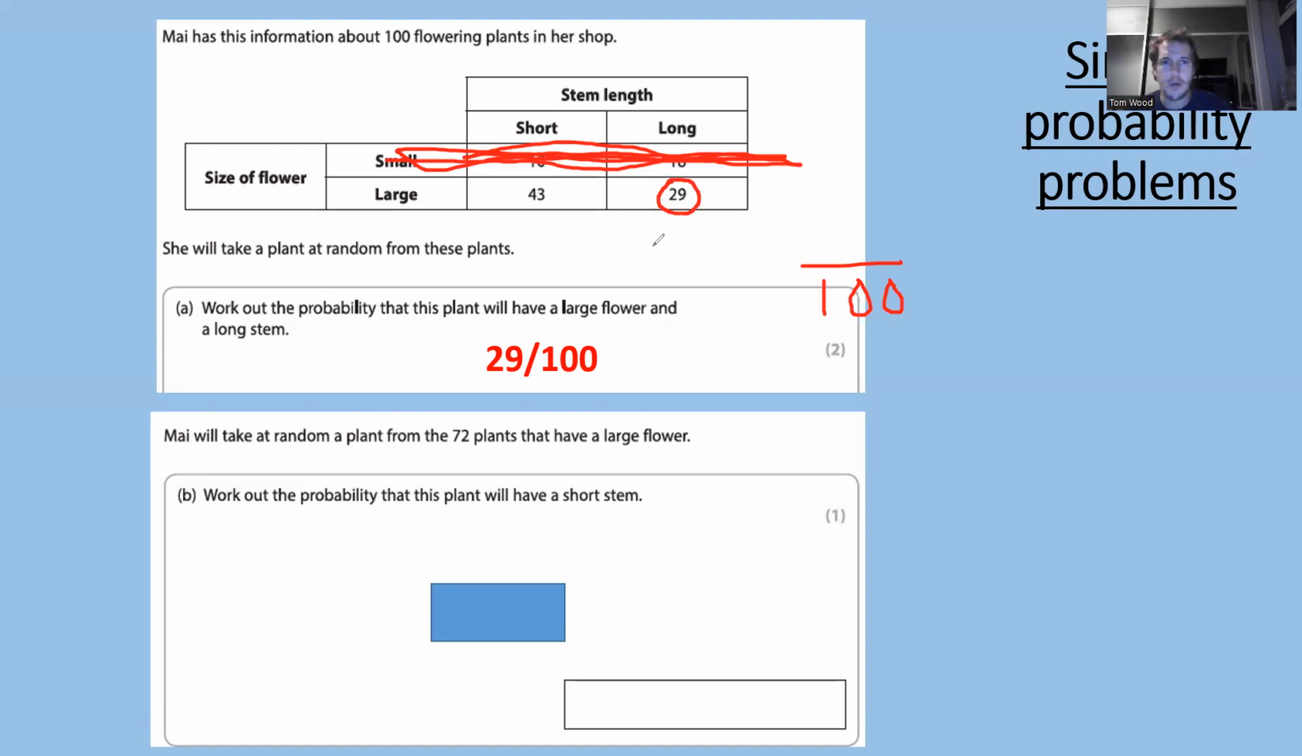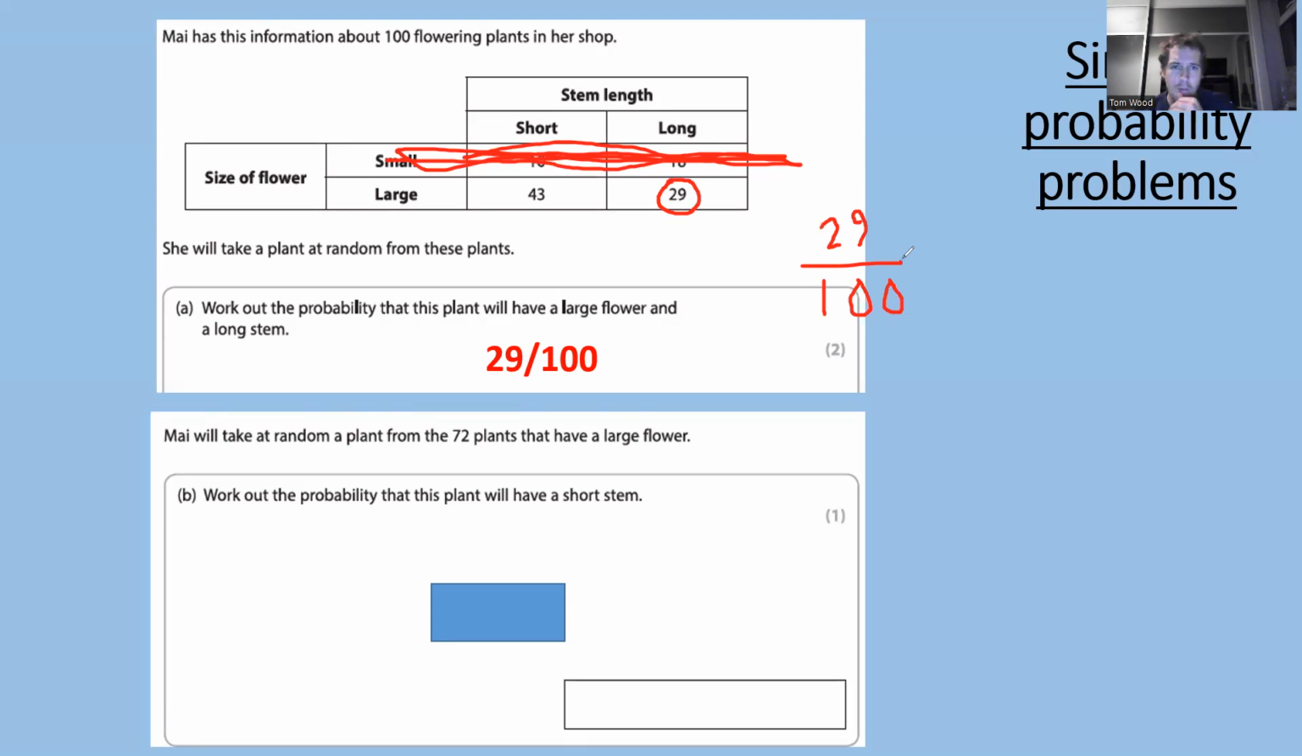There are 4 groups here. We've got small with a short stem, small with a long stem, large with a short stem, large with a long stem. There are only 29 of them that fit that outcome. So our probability will be 29 over 100. With this one, you could easily write that as 29% or 0.29. But again, you're doing extra maths there that you don't really need to do.